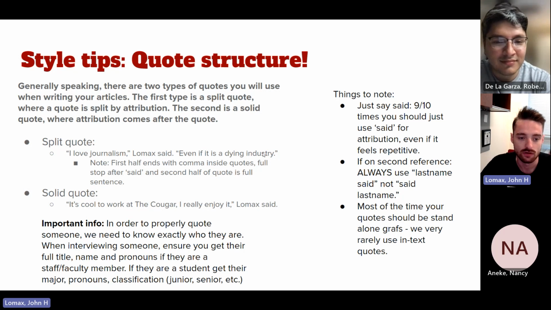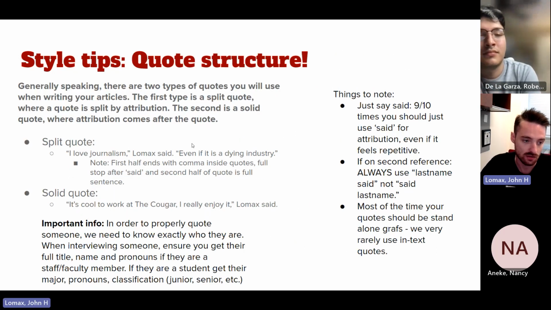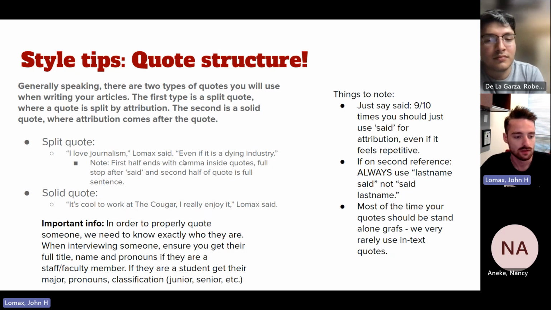And that's a full sentence right there. So for the vast majority of the time, even if you're doing a solid quote, it's going to end in a comma, and then you're going to do the attribution to finish off the sentence. But if you're doing a split quote, you'll be creating two sentences. The first half with the attribution will be one sentence, and then the second half will be another sentence. So just remember, most of the time you're going to be ending your quotes on a comma, unless it's the second half of a split quote.